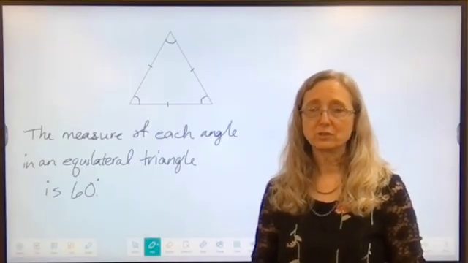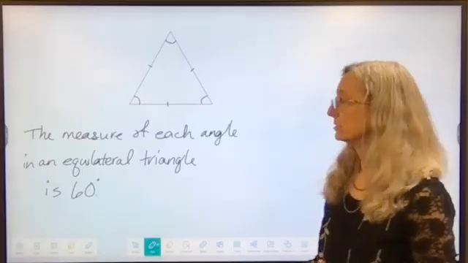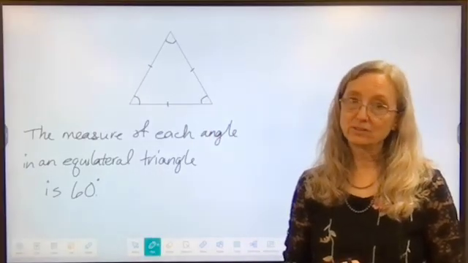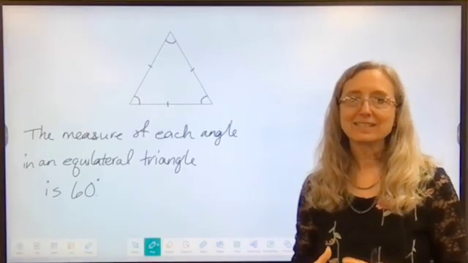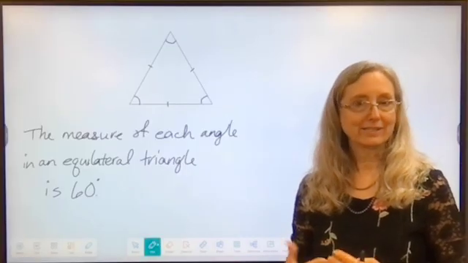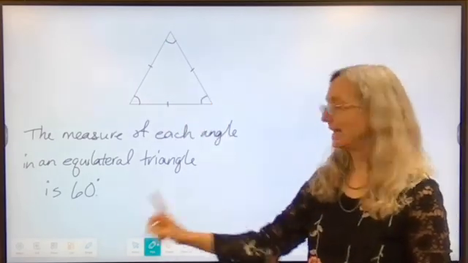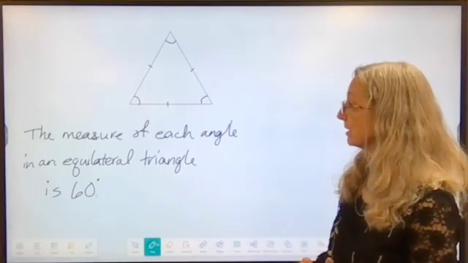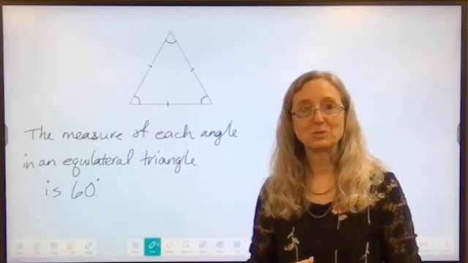Another corollary to the triangle sum theorem has to do with equilateral triangles. Because all three sides are the same, all three angles are also the same in an equilateral triangle. Since they're all the same and they have to add up to 180, if I take 180 and divide it by 3, each one is exactly 60 degrees. That's another corollary to the triangle sum. The measure of each angle in an equilateral triangle is 60 degrees.